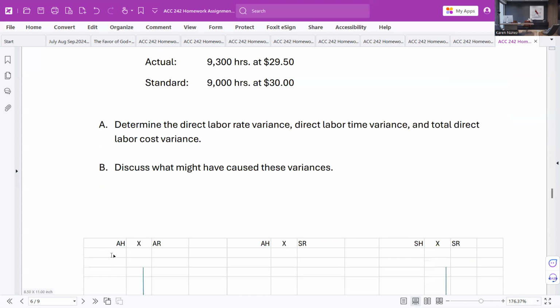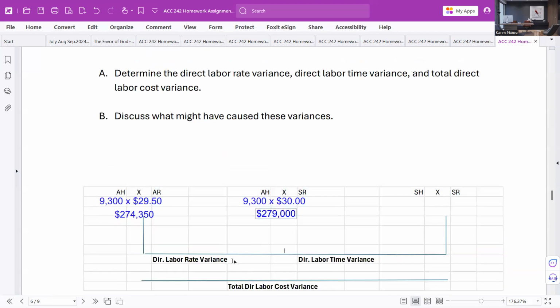So we know here that they worked the actual 9,300 hours at 29.50. That should have cost them 274,350. But what should they have paid for those hours? They actually worked 9,300 hours. Well, the standard is $30 an hour. That's what they should have paid. So they paid a little bit less, right? Which means we're going to have a favorable variance. It's going to be a negative variance. So this number ends up being 279,000.